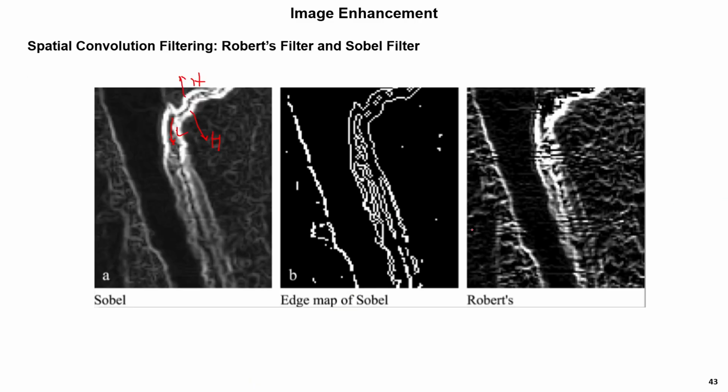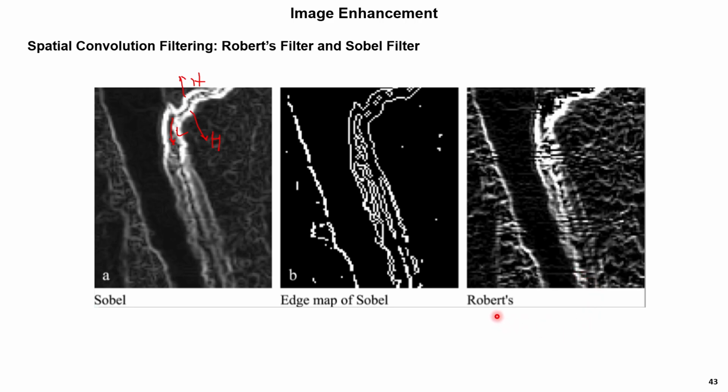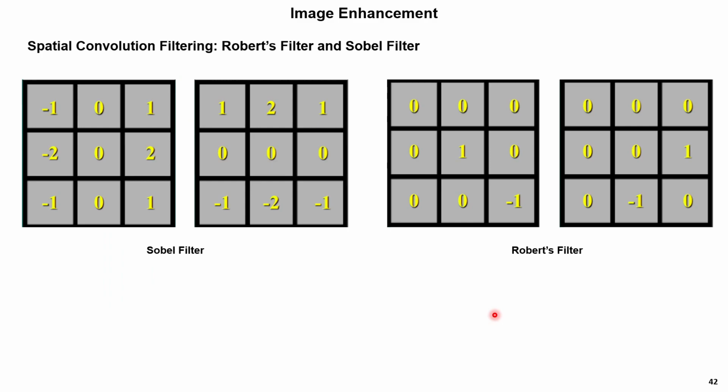So everyone understood? Like the application part of the convolution filtering. One question. When can you please go back to the Sobel filter's matrix? Yeah. So this is a standard Sobel filter.